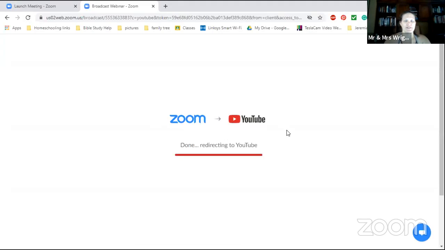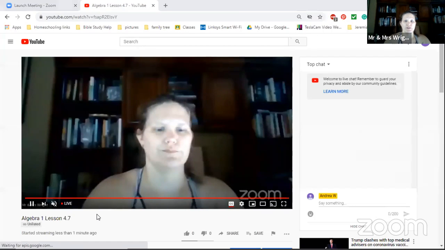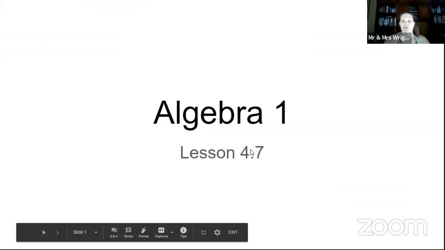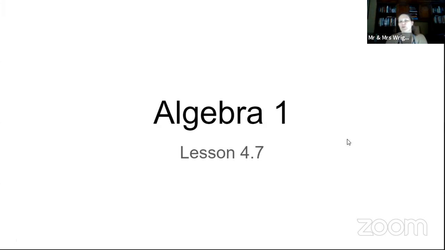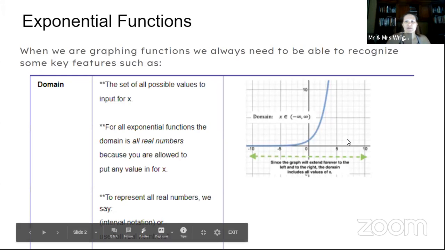4.7. That means unit 4, page 7 is what we are on. And today we're going to continue looking at exponential functions. Specifically, we want to see what information we can gather from it when we look at it as a graph instead of an equation. So we're going to start by looking here.